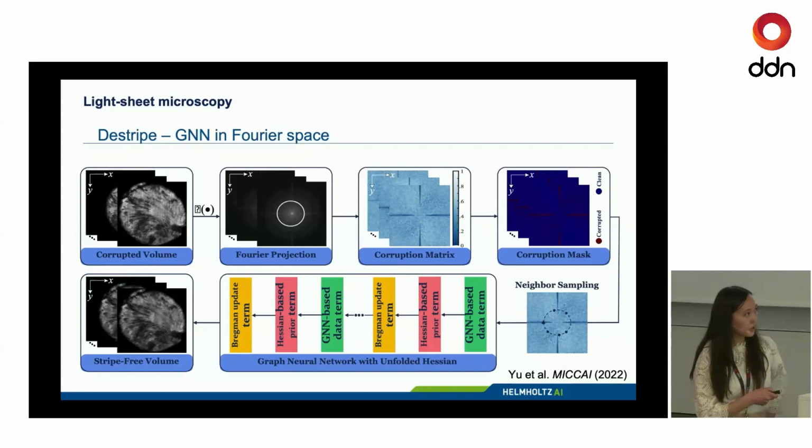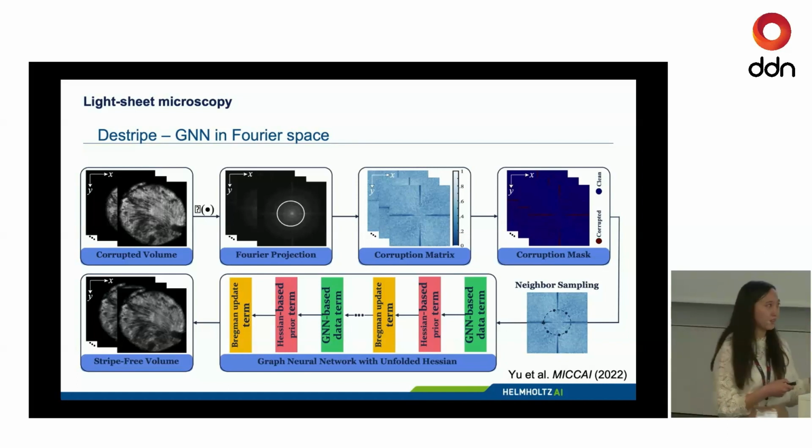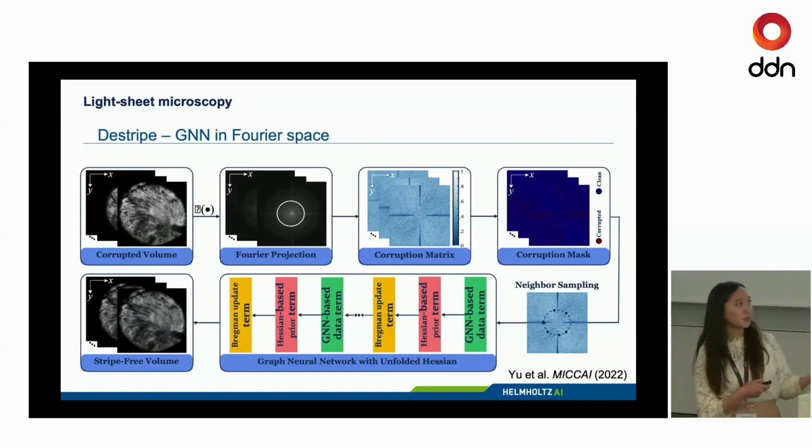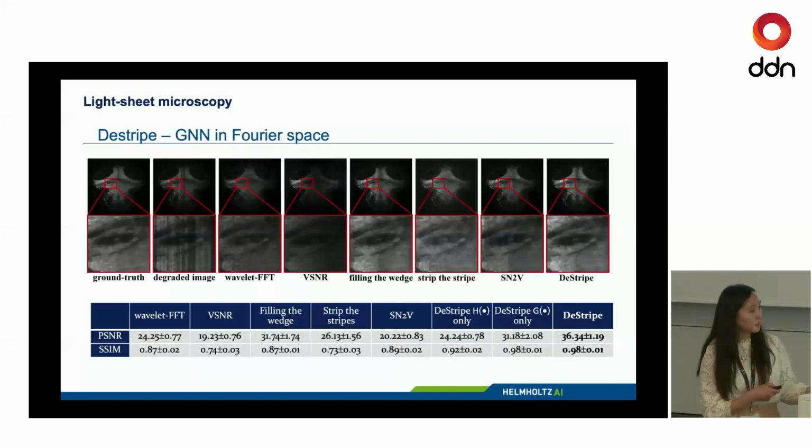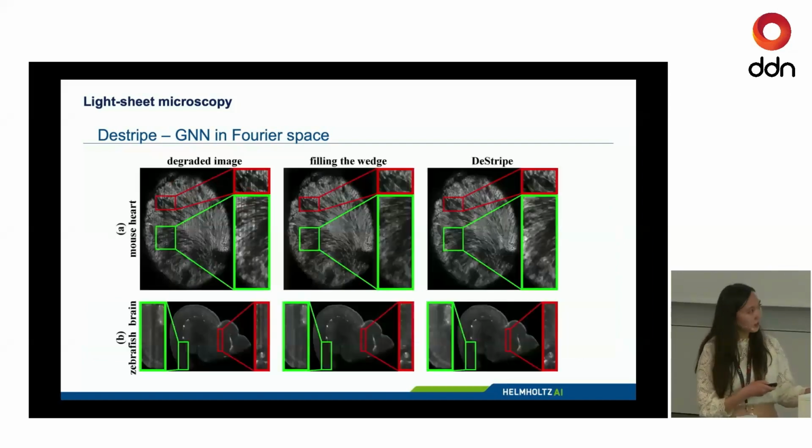And then she formulates a graph neural network on a circle in the Fourier space, using the non-corrupted coefficients to predict the coefficients in the corrupted region. She also added some Hessian constraints to make sure the reconstructed image is continuous and the structure is not distorted. And this works quite nicely in practice. If she simulates the stripes on the images, you can get some quantitative evaluation, and this also works nicely on the real images.